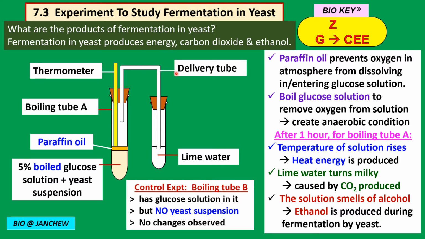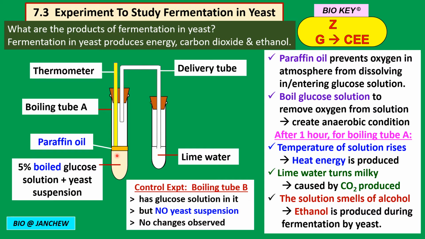All right. So let us look at the variables, right? We are going to prepare two boiling tubes. Boiling tube A contains yeast, but boiling tube B, not shown here, is a control. It will have no yeast. Okay, it does not have any yeast at all, so that it can act as a control, so we can compare the results with boiling tube A that has yeast suspension later on. So our manipulated variable is the presence or absence of yeast, or just simply put, the presence of yeast.